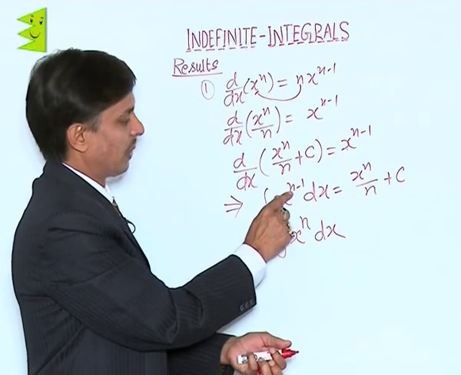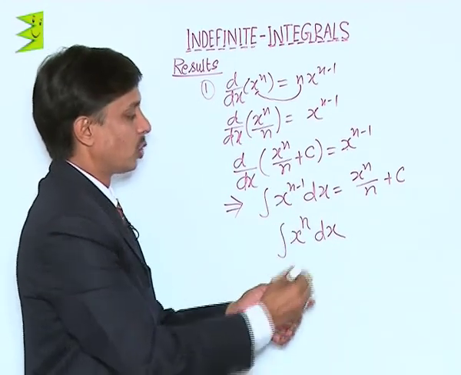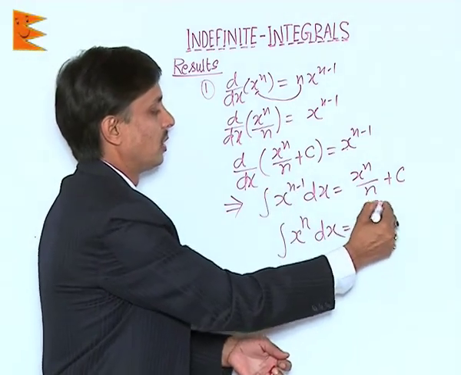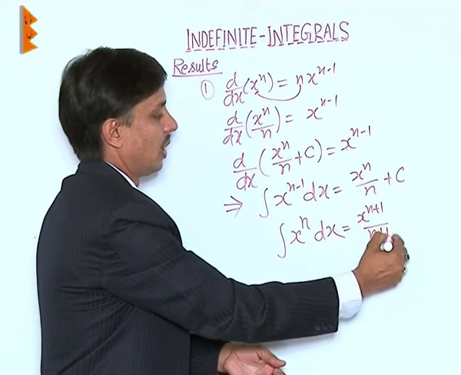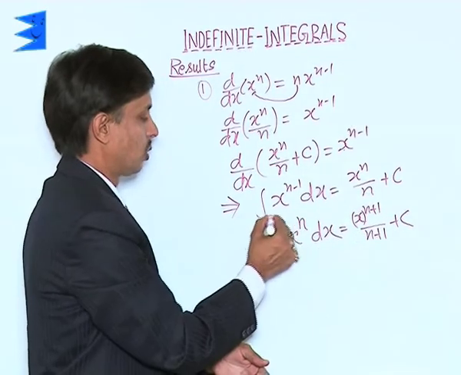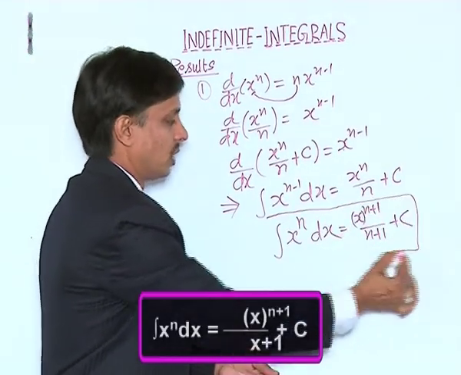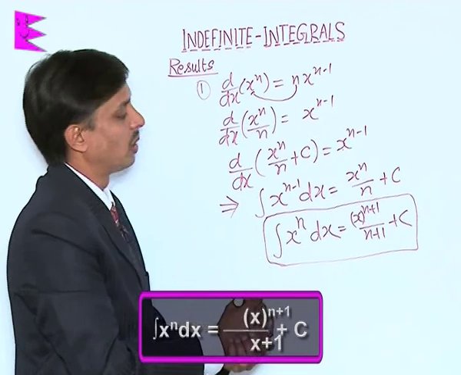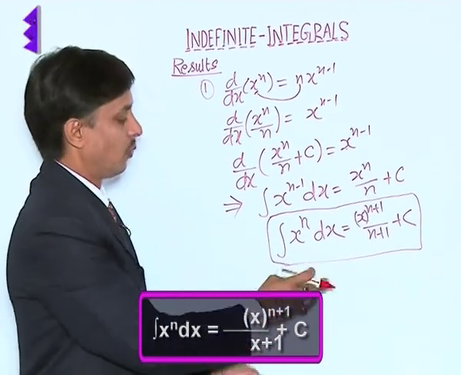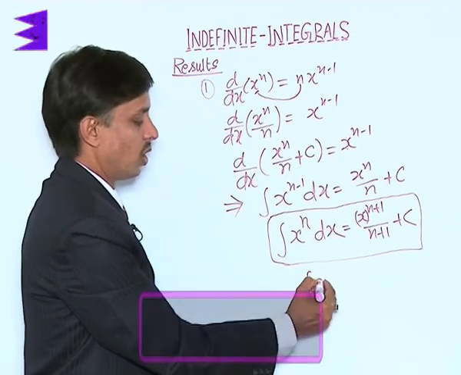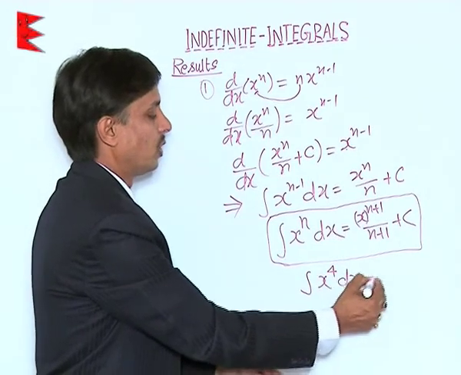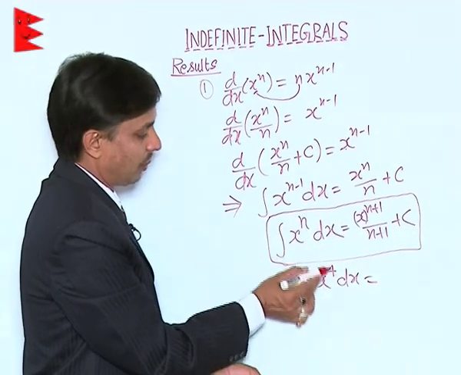I am putting n plus 1 in place of n here. As I replaced on the left, I need to replace on the right side. So this becomes x to the power n plus 1 upon n plus 1 plus constant. This is the first result, which will be used to solve problems having x to the power something. For example, if I ask you the integration of x to the power 4, you will say, using this result, n can be replaced by 4.